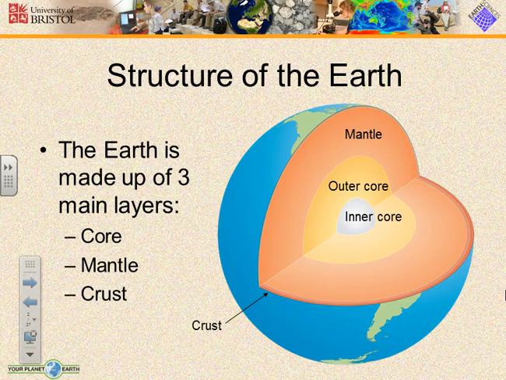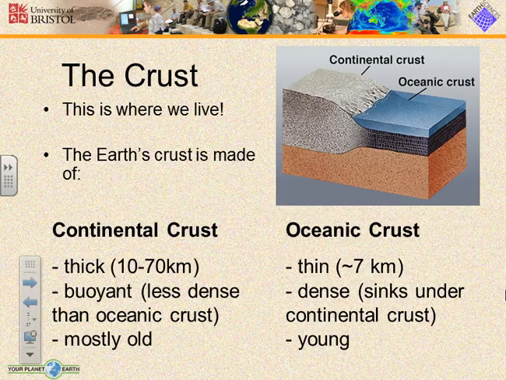Okay, so a real quick review. The Earth is made up of three main layers: the core, the mantle, and the crust. The crust is where we live, and it is either going to be continental crust or oceanic crust. Continental crust is thick. It is buoyant, meaning that it is less dense than the oceanic crust, and that's an important fact that you will see in upcoming slides. And it's mostly old.